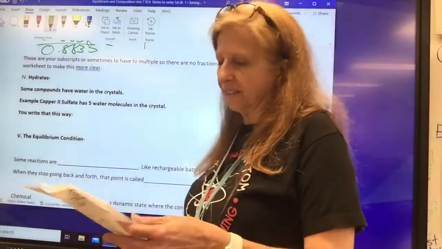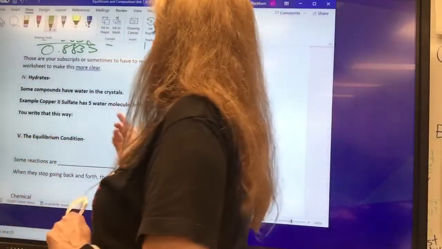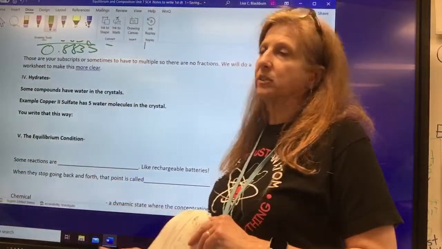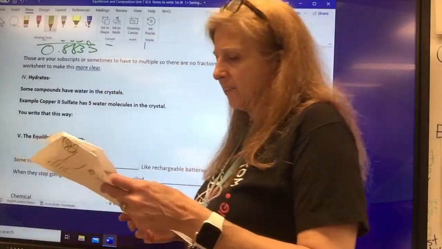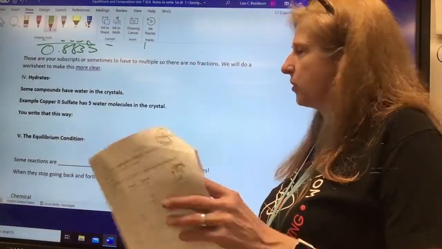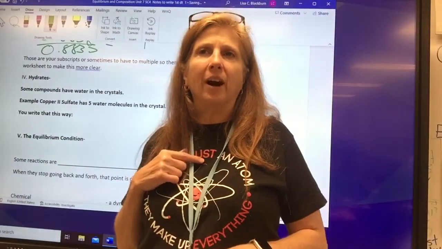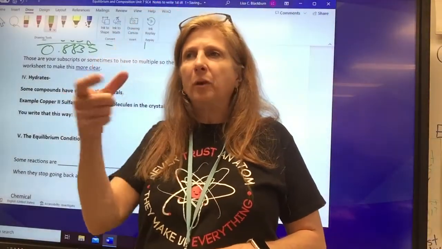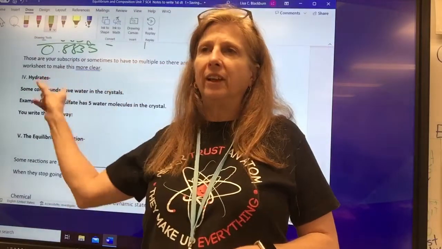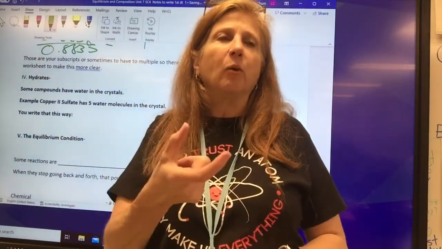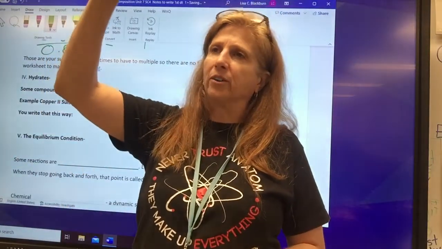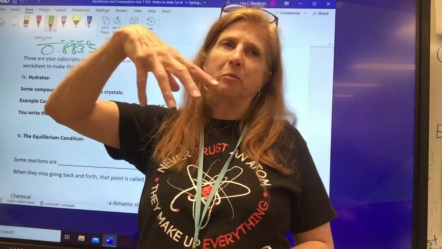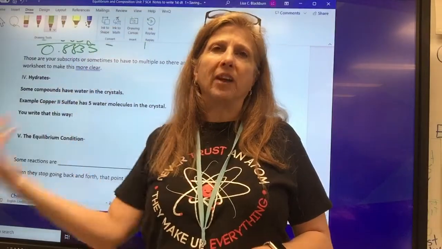Okay, the next idea is hydrates. Some compounds have water in their crystals. For example, copper 2 sulfate has 5 water molecules in the crystal. So do y'all remember our hydrate that we dried out? We put the blue crystals in the evaporating dish and we heated them up till they turned gray, and then we added water to them and they turned blue again. Remember that, lab? That was a hydrate.